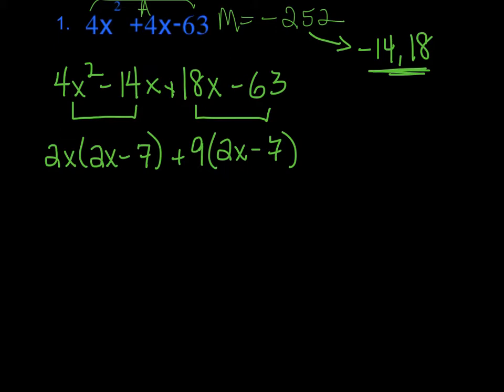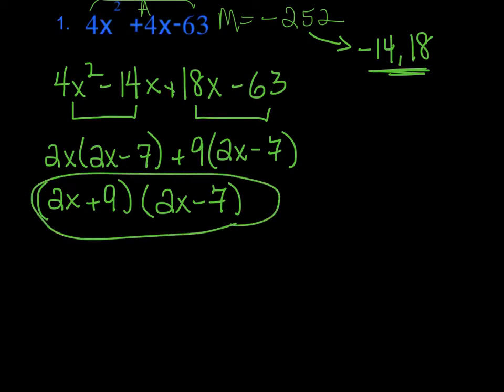Okay? All right, so we take the numbers that are on the outside, which is the 2x and the positive 9, put those together in a set of parentheses, and then we represent the 2x minus 7 once, and there we go. There's your answer.